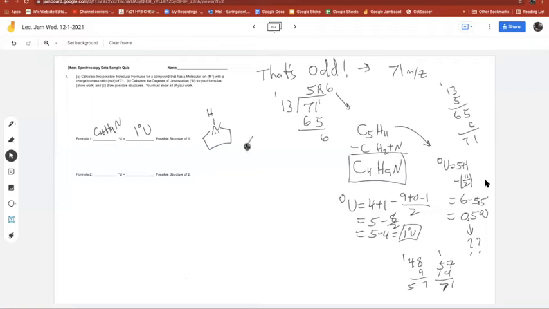I'll put like an alkene in a ring, maybe. 1, 2, 3, 4, NH2. Does that work? 1, 2, 3, 4. Yes. And does it have the correct number of hydrogens? 2, 3, 4, 5, 6, 7, 8, 9. Looks good. So there's more, many more you can draw. Let's do another formula though. How can I generate another formula? It looks like I've got a nice one already.